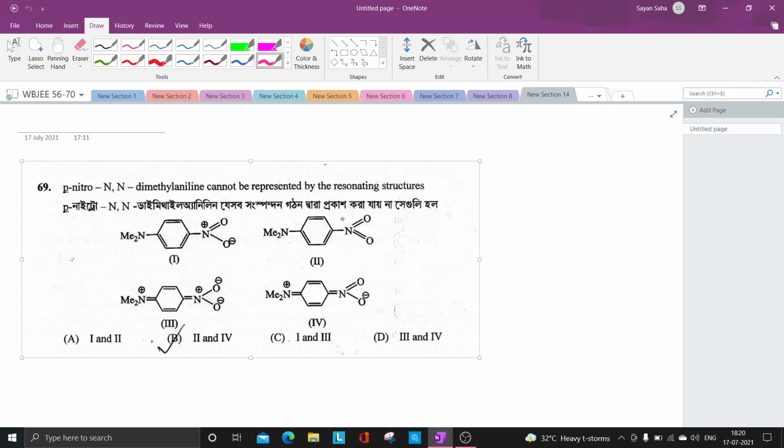Now let us consider the second last question. Which of these in para-nitro N,N-dimethyl cannot be represented by which of the resonating structures? This is a very lame question because you know nitrogen cannot form 5 bonds. You see this structure has 4 bonds, this structure has 4 bonds, nitrogen is making 4 bonds, but here in 2 and 4 nitrogen is making 5 bonds. This is an absolutely absurd idea. So 2 and 4 will be the answer, that is B. So this was a very simple question, right?